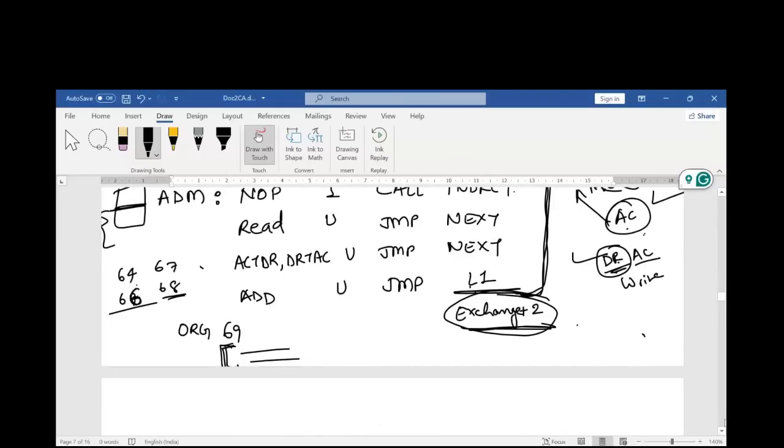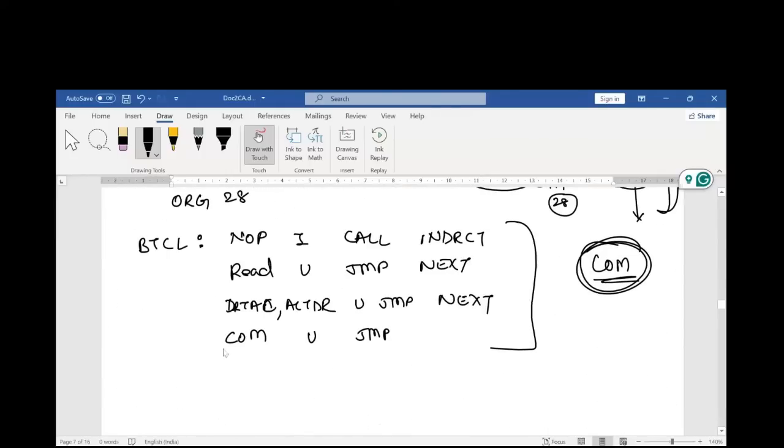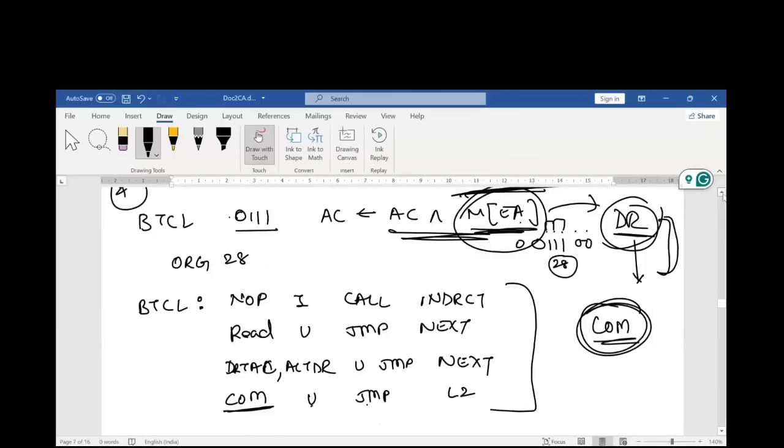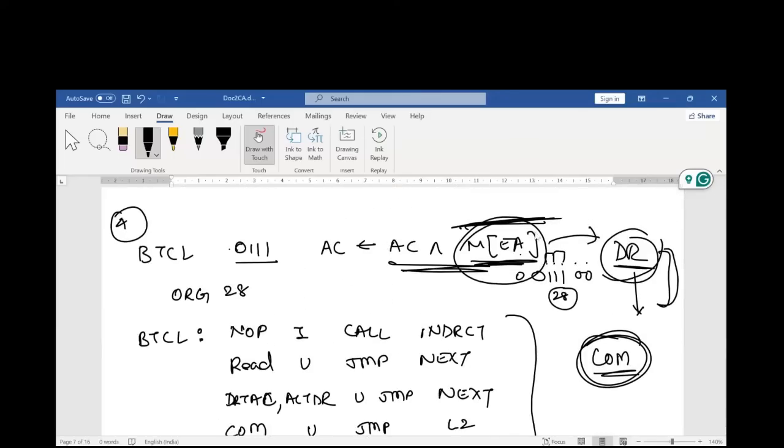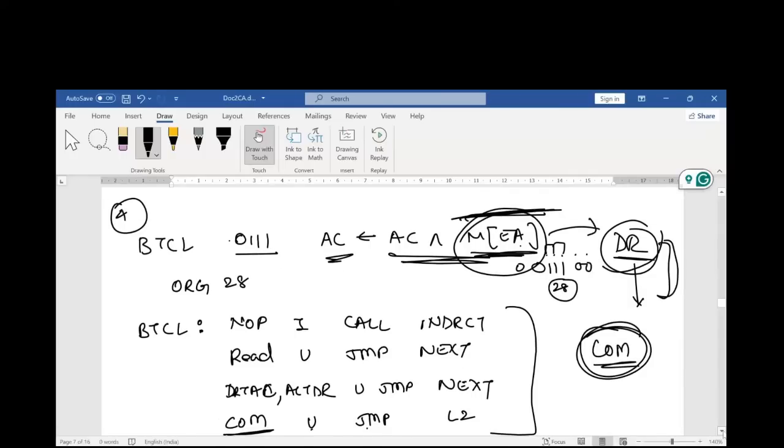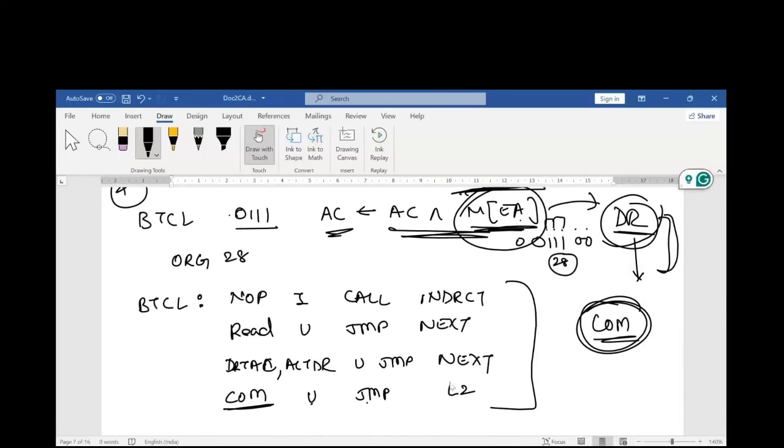So here what I'll do is, in the last line, after complementing, you jump to L2. Going to L2, AND will be done, and then whatever is in my answer, AC and M of EA, the complement would be stored to AC. Right? So this is how you are utilizing already written microinstructions in a particular microprogram.